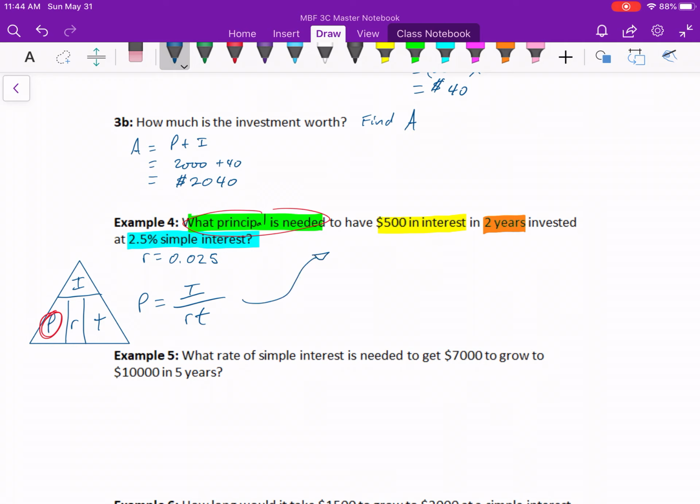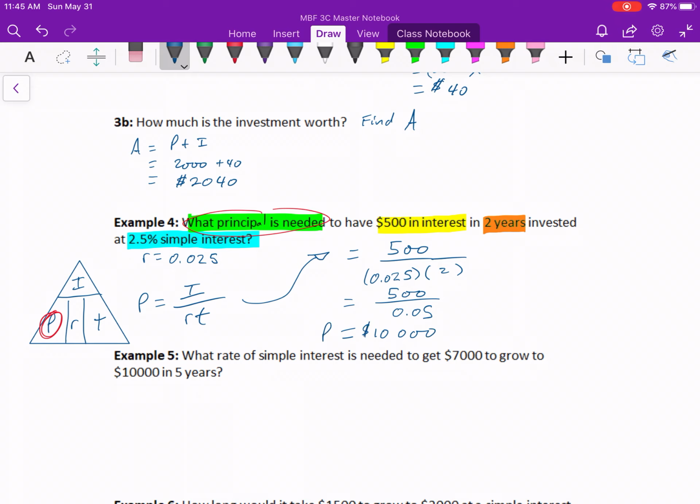I want to get P, so now I'll just go 500 divided by R, which was 0.025, times T, which was 2. I just have to make sure I follow order of operations. So what I really ought to do is figure out what's on the denominator first and then divide it. Keep the 500 on top. 2 times 0.025 just becomes 0.05. So 500 divided by 0.05 is 10,000.